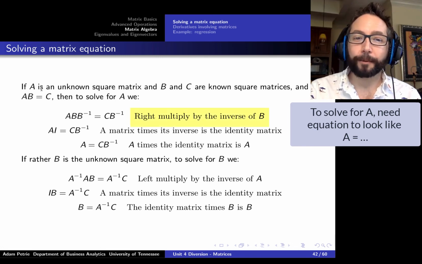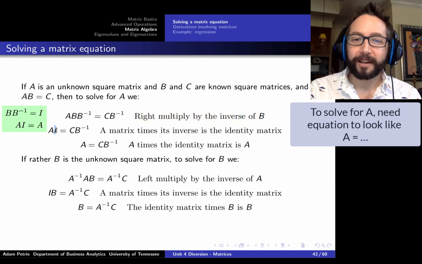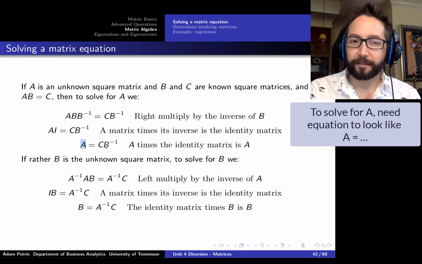I could right multiply both sides of this equation by the inverse of B. If I were to do this, B times B inverse is going to equal the identity matrix, and then A times the identity is just A. So C times the inverse of B, done, solved it.